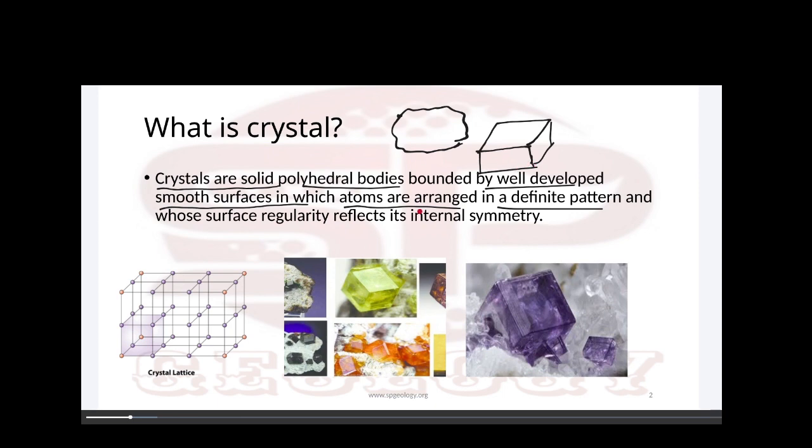So well developed faces are required. And within the crystal the atoms or ions should be arranged in a definite pattern. So the pattern should be repetitive. A definite pattern and a repetitive pattern are required. And whose surface irregularity reflects its internal symmetry. That means from the external form we can assume the internal atomic arrangement or internal structure. So this is called a crystal.